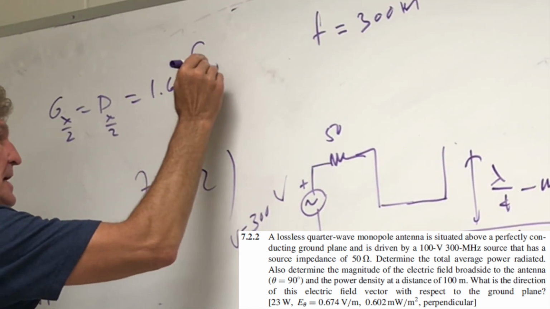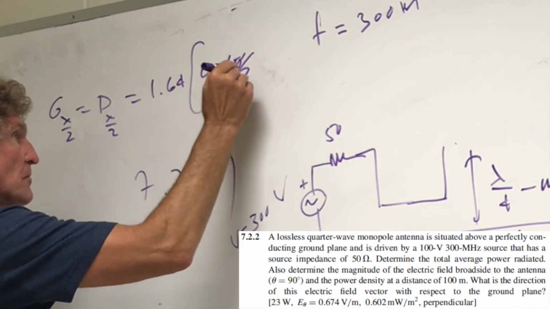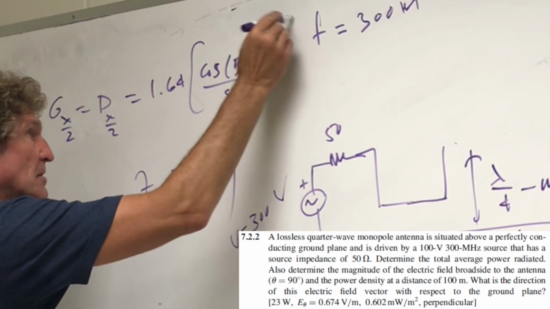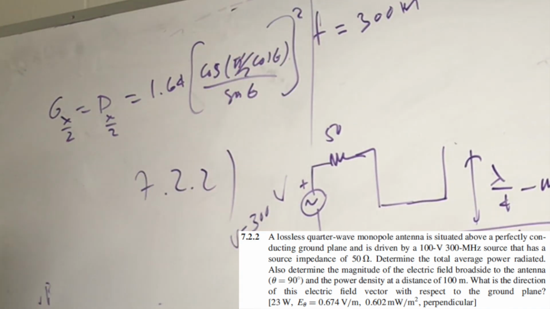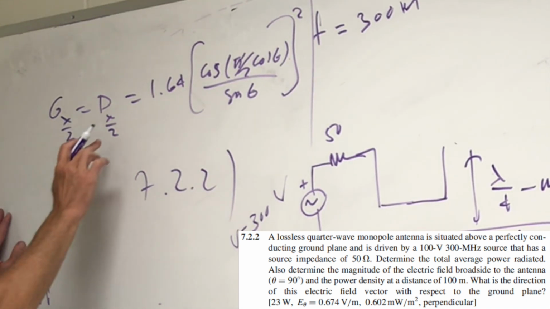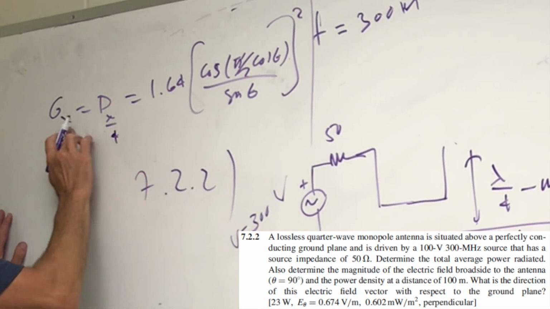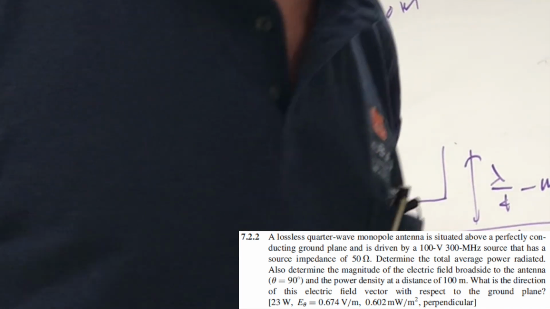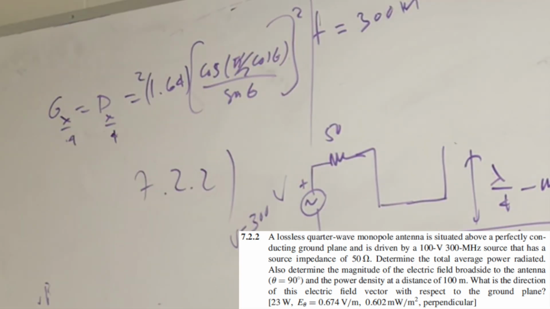Then you're going to have that angular function, cosine of pi over 2 cosine of theta over the sine of theta, but that whole thing's squared. That's the way it comes down. That's for a half-wave dipole, right? For a quarter-wave monopole, you have to multiply this by 2. If you have a half-wave dipole's gain, and now that same antenna is used as a quarter-wave monopole, the gain goes up by 2, the radiation resistance goes down by 1/2, but the current is the same.